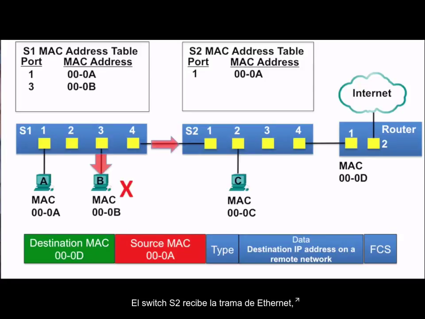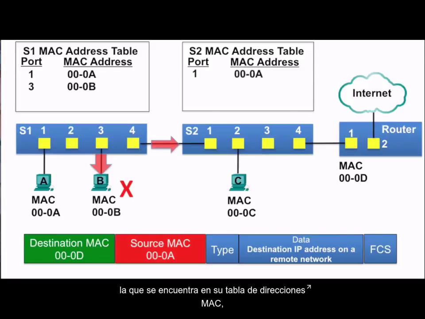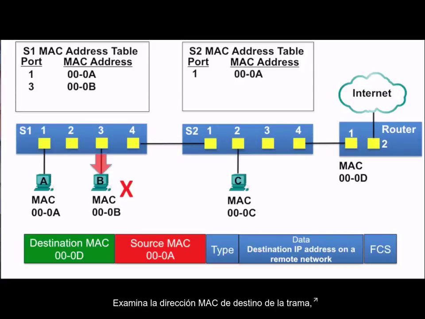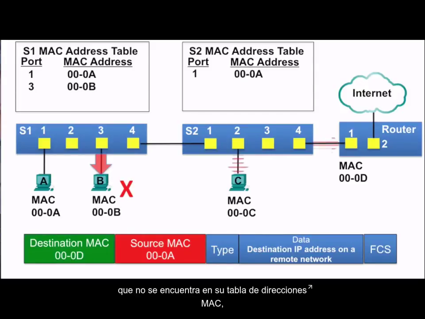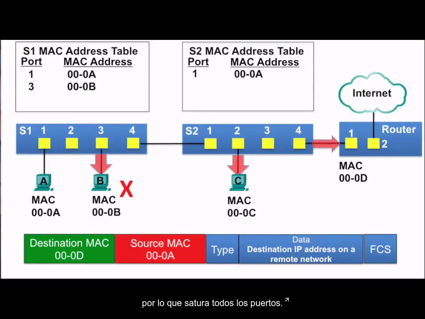Switch S2 receives the Ethernet frame, examines the source MAC address, which is in its MAC address table, so it also simply refreshes the 5-minute timer. It examines the destination MAC address of the frame, which is not in its MAC address table, so it floods it out all ports. PCC gets the Ethernet frame, and because the destination MAC address does not match its own MAC address, it does not accept the rest of the Ethernet frame. The router receives the Ethernet frame, and because the destination MAC address does match its own MAC address, it accepts the rest of the frame.